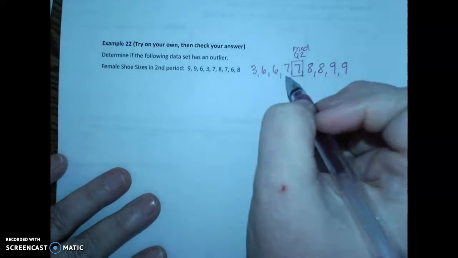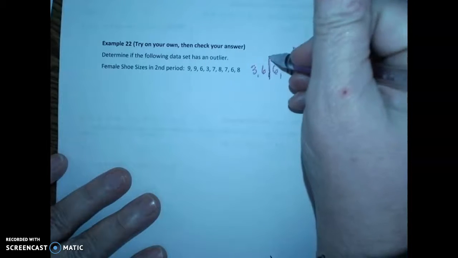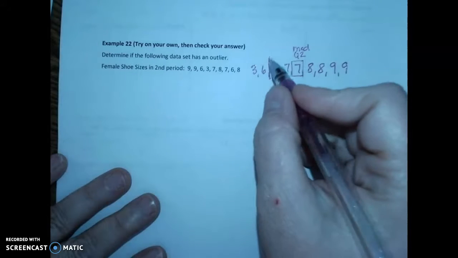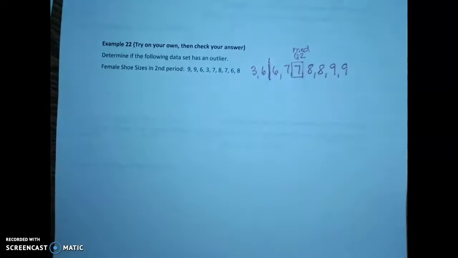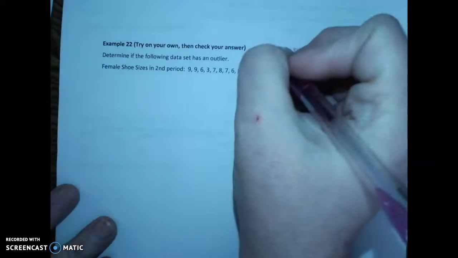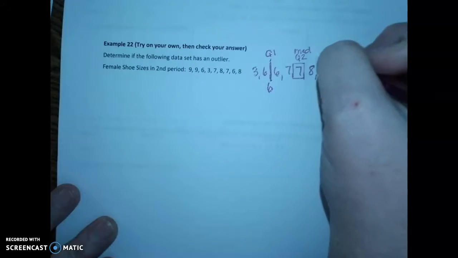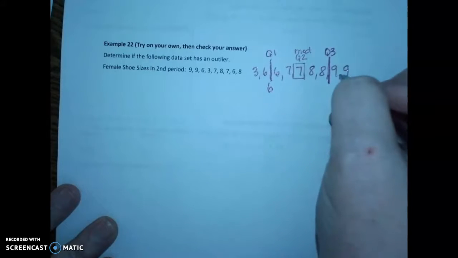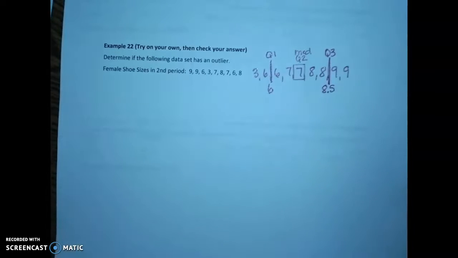I have 4 data pieces. That means there's not an exact middle listed here. It's going to occur between those two 6s. You can add them together and divide by 2, or think of it as what is halfway between 6 and 6. Well, there's not a number that is exactly halfway between 6 and 6. It's just 6. So this is going to be our Q1, and it's going to be a 6. Q3 is going to happen between these two numbers. 8 plus 9 is 17, divided by 2 is 8.5, or if you look at it, what is halfway between 8 and 9?